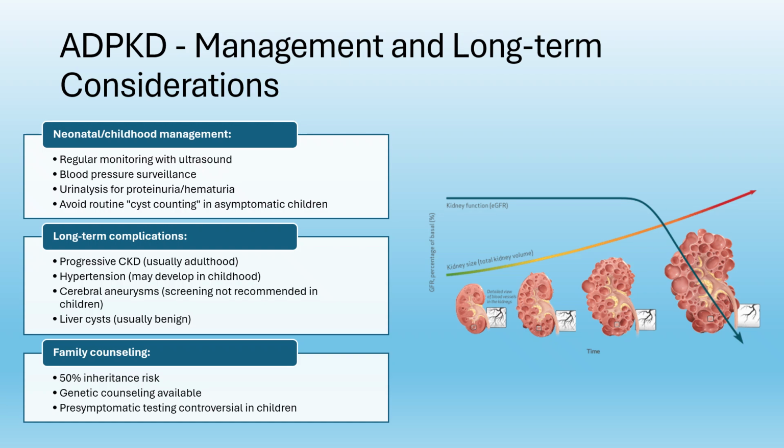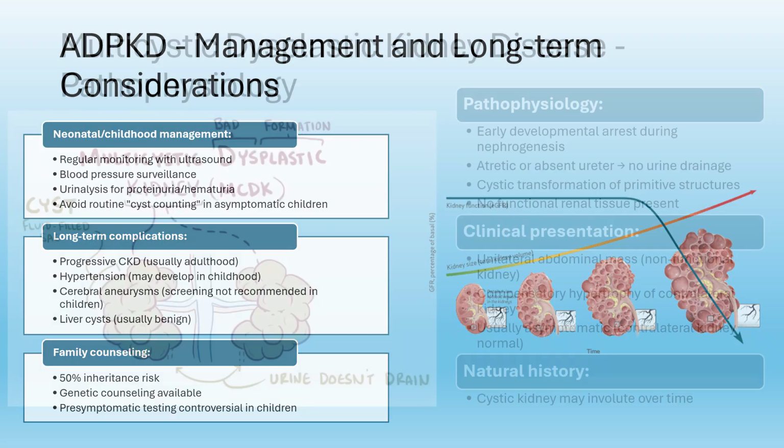Family counseling addresses the autosomal dominant inheritance pattern, meaning each pregnancy carries a 50% risk. Genetic counseling helps families understand implications, though pre-symptomatic testing in children remains controversial. The focus should be on optimizing long-term kidney health through lifestyle modifications and early intervention when complications develop.